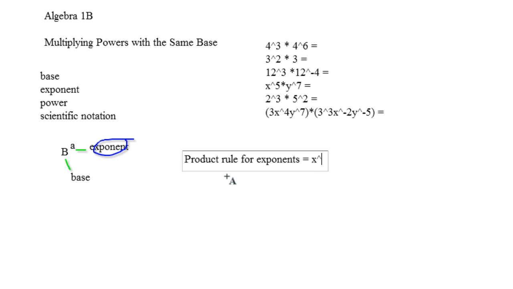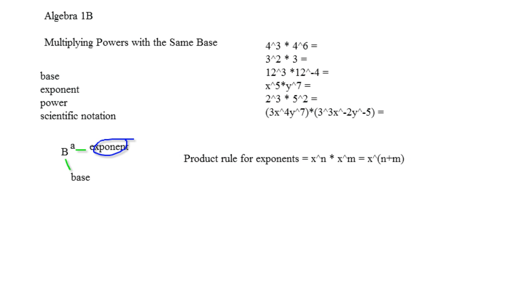But the product rule for exponents is x to the n times x to the m. Okay, notice how they both have the same base. The cool thing is that I can actually just take the exponents and, as a shortcut, add them. Alright, it's as simple as that.